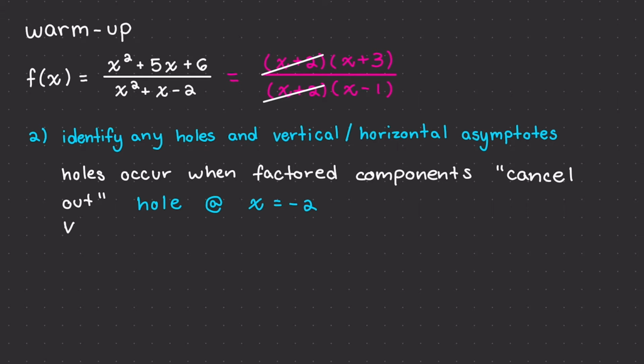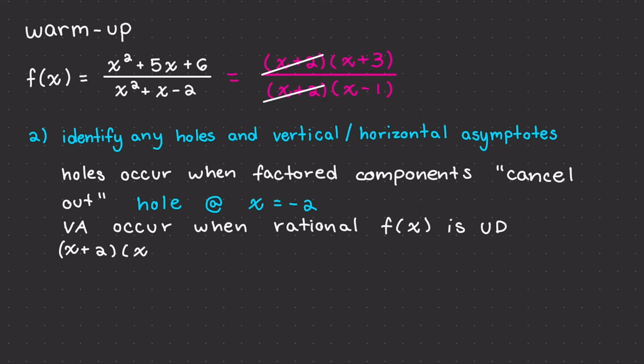Let's find the vertical asymptote. A vertical asymptote occurs when the rational function is undefined, which means that the denominator is equal to 0. To figure this value out, we must set the denominator equal to 0. Because we know that there's a hole at x equals negative 2, we can cancel that out and then solve for x. And we know that there's a vertical asymptote at x equals 1.